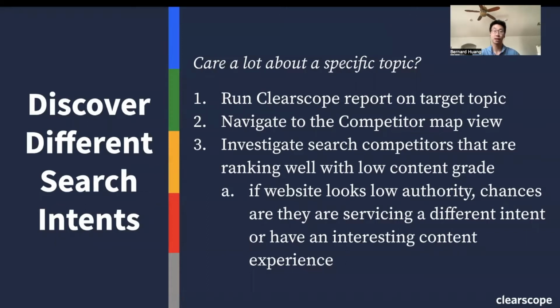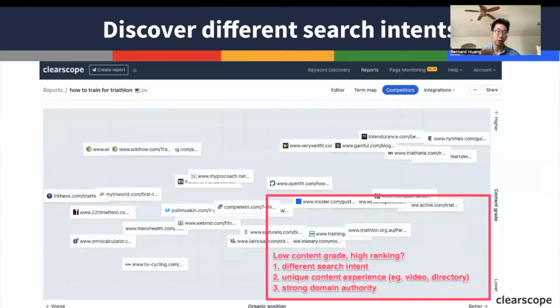If you care a lot about a specific high-level topic, maybe it's triathlons, maybe it's pet care, something like that, you run the Clearscope report on the target topic, navigate to the competitor map view, and investigate search competitors that are ranking well with low content grade. If the website looks low authority, then chances are they're servicing a different intent or have an interesting or unique content experience. So this lower right-hand quadrant in your competitor map is alluding to this idea, right?